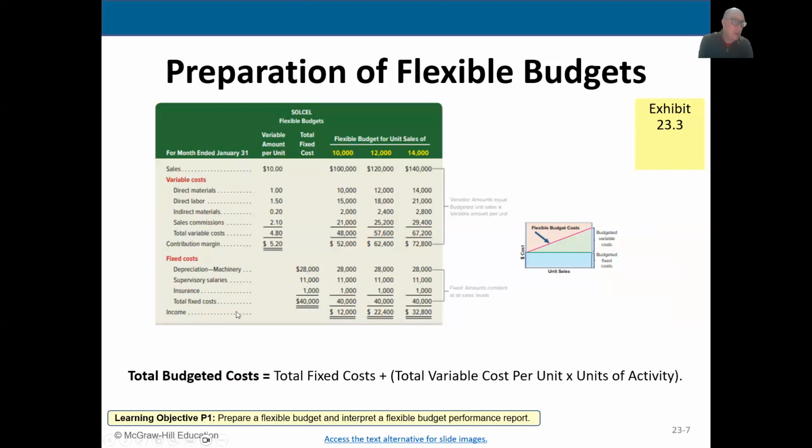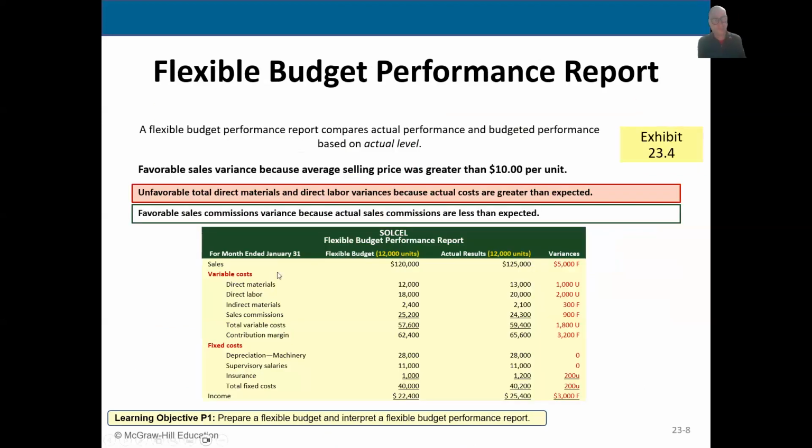Okay, now that we understand the budgeting part of flexible budgets, what about comparing it to the actual performance? Now, the year goes by, and here are the results. Okay, couple of things to look at here. We increased our sales price at some point during the year.